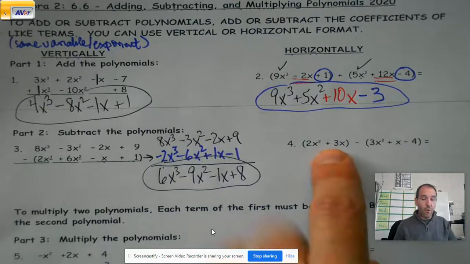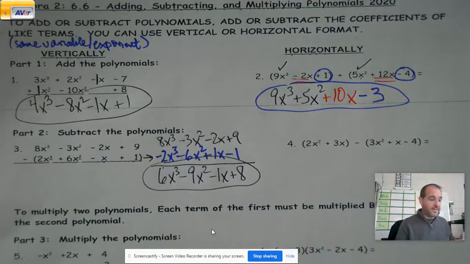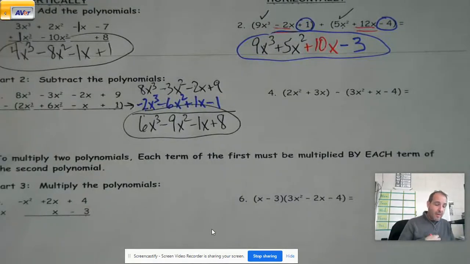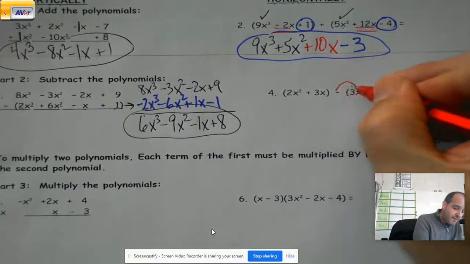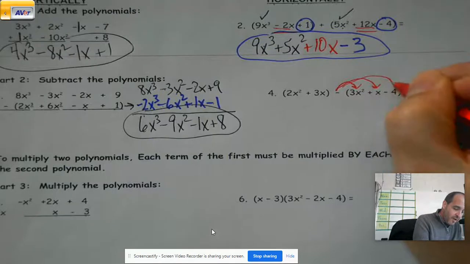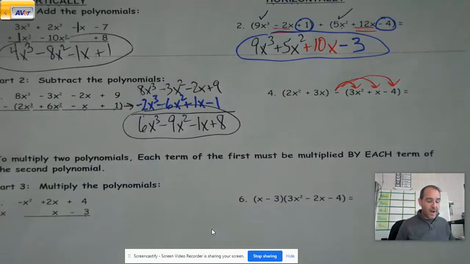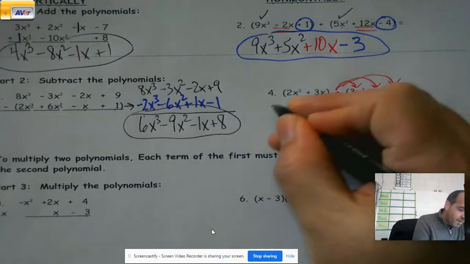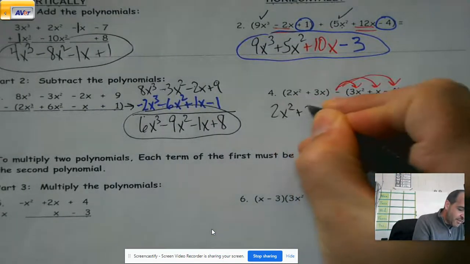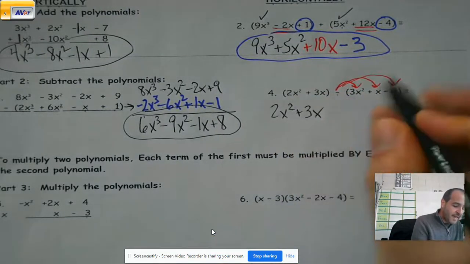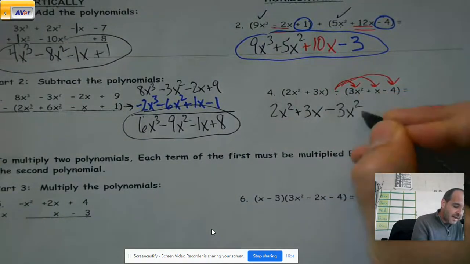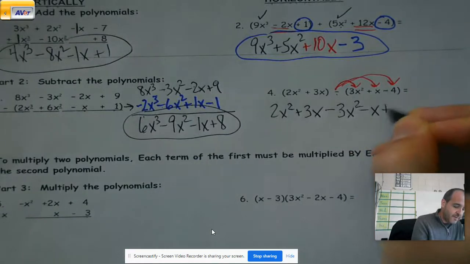Now, when I get to 4 doing horizontal, it doesn't mean this doesn't come without its own issues. Because here what I would do is I would take that negative, and I'm going to distribute it all the way through. Now, if you don't want to rewrite this, you could just change the signs right in there, but that can get a little sloppy. So nothing changes here on the first one, but this negative is going to change signs. Positive to negative, positive to negative, negative to positive.